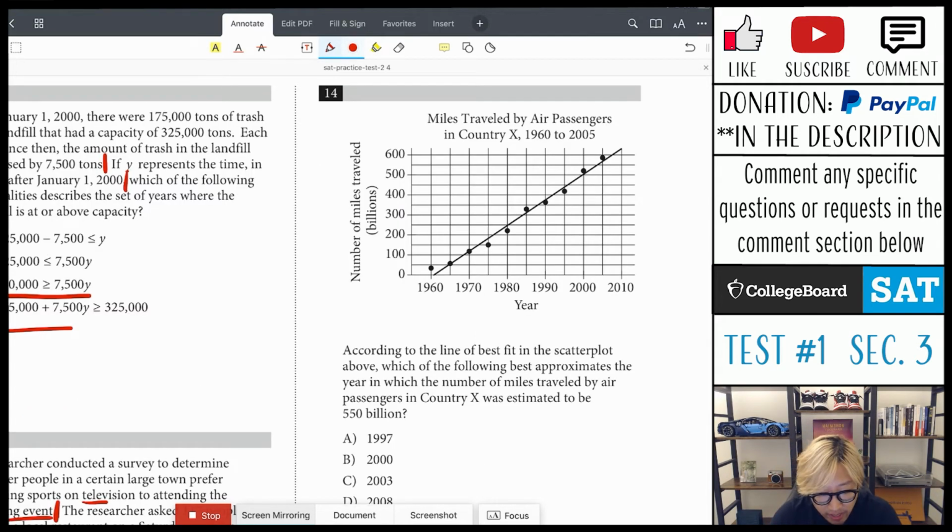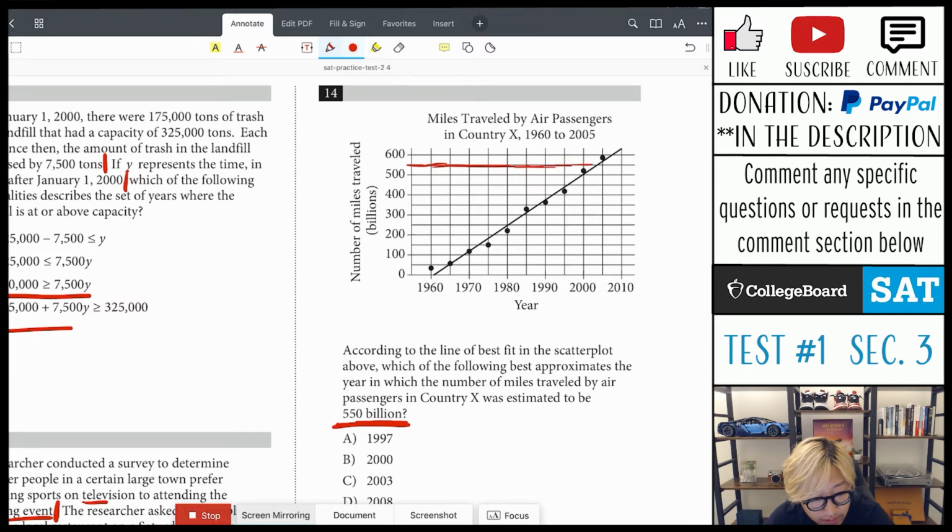Number 14. According to the line of best fit in the scatter plot above, which of the following best approximates the year in which the number of miles traveled by the passengers in country X, blah, blah, blah, 550 billion. So let's go to 550 billion. That's right there, right between 500 and 600. So keep going until we meet the line.